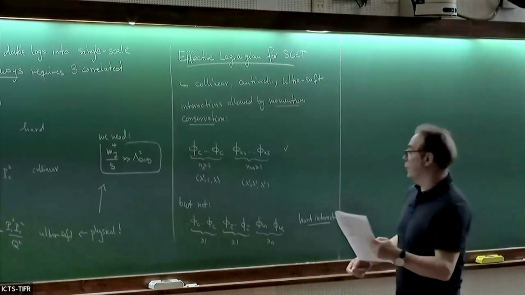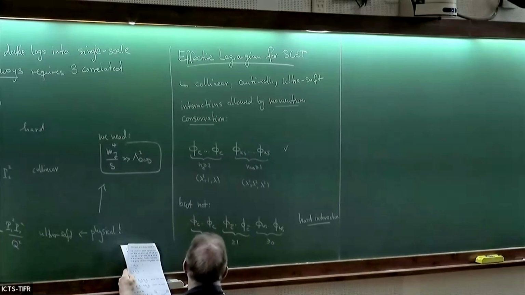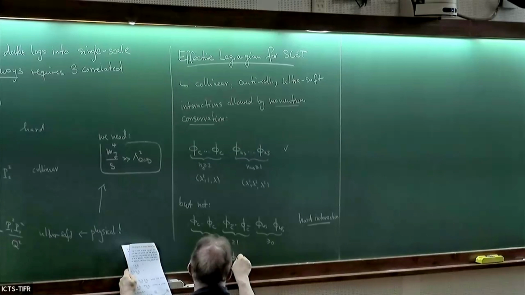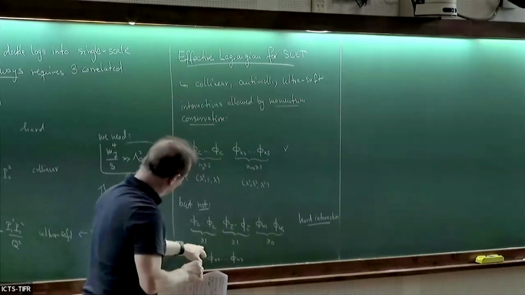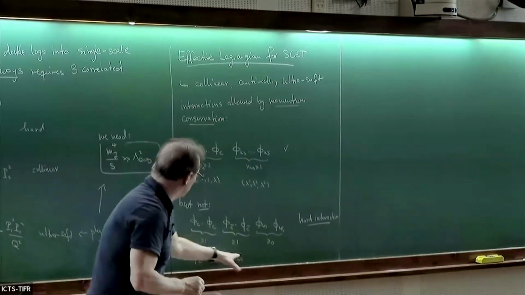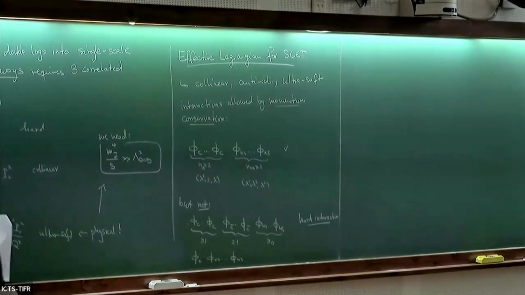And I can also not have a single collinear field with a bunch of ultra-soft fields. It's also not allowed because, again, this collinear field will have a momentum with a large component which I cannot cancel by adding a bunch of ultra-soft fields. So basically what I'm saying here is that the theory has this structure. There are interactions allowed between these two sectors, but not directly here.